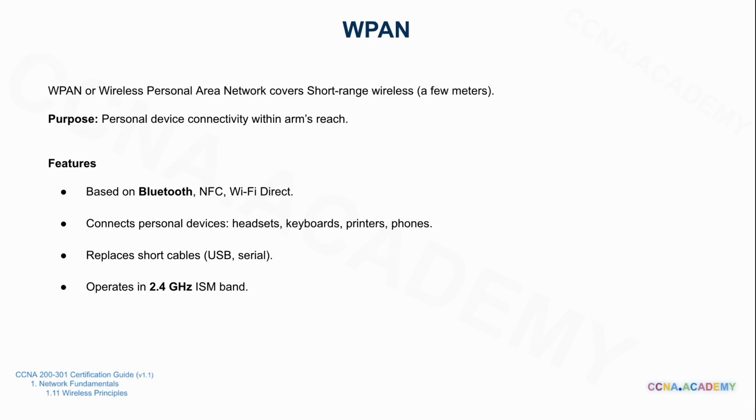A wireless personal area network is designed for communication within just a few meters. It relies on technologies like Bluetooth, NFC, and Wi-Fi Direct to connect personal devices such as headsets, printers, and keyboards. These technologies often replace short cables, and they commonly operate in the 2.4 GHz ISM band. WPANs are ideal for simple, low-power, close-range connections.